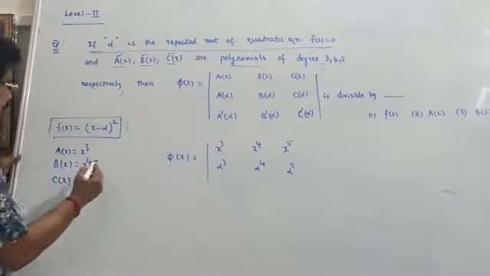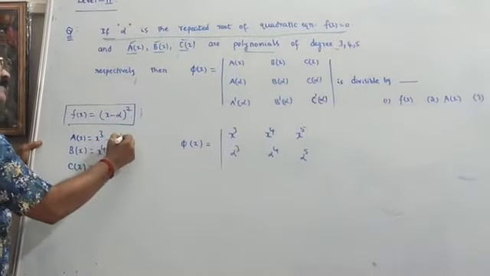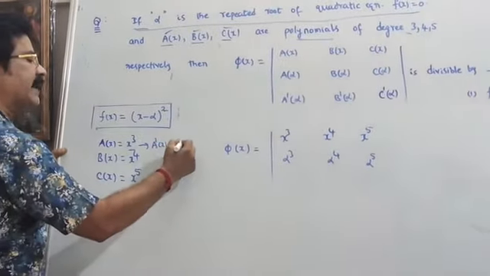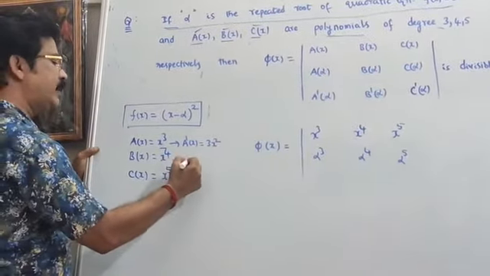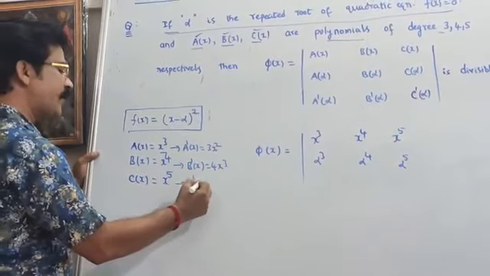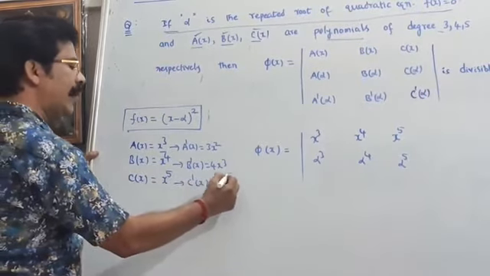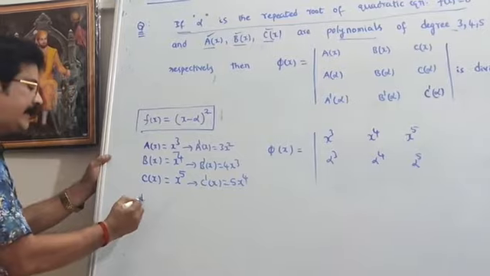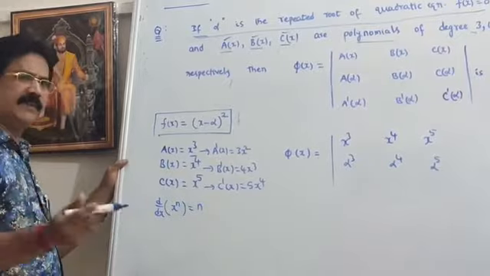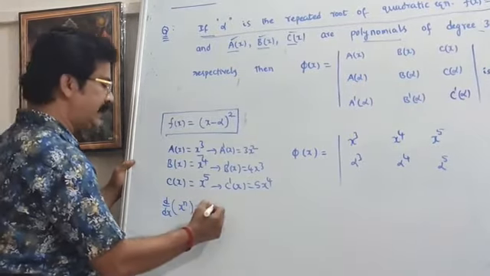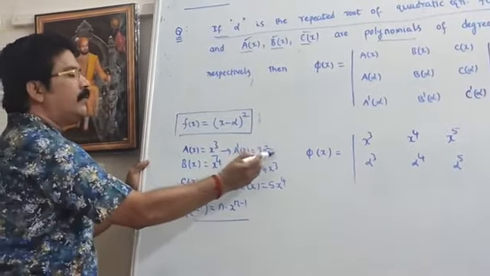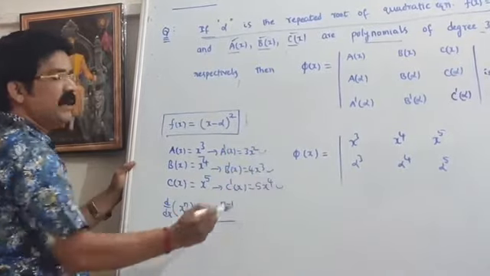Next, A dash means what? Here, A dash of x means first derivative. Differentiation of x cubed is 3x square. Next, its derivative B dash of x equal to 4x cubed and C dash of x is equal to 5x to the power of 4, because d by dx of x to the power of n is equal to n into x to the power of n minus 1. It is a small formula from 11th standard. Using this formula, we wrote A dash of x, B dash of x, C dash of x.